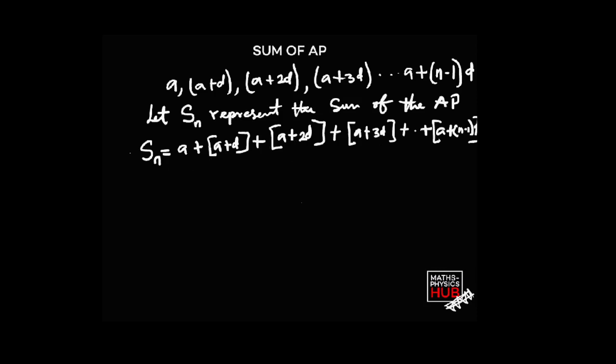If you remember, when we were talking about the nth term of an AP, we were able to note that T of N, that is the nth term of an AP, is given as A plus n minus 1 times D. Now, remember this is equation 1.